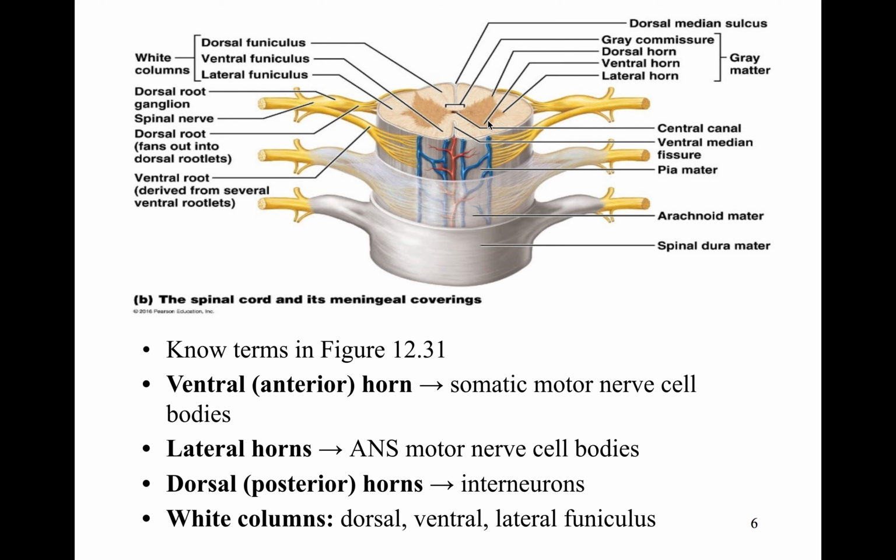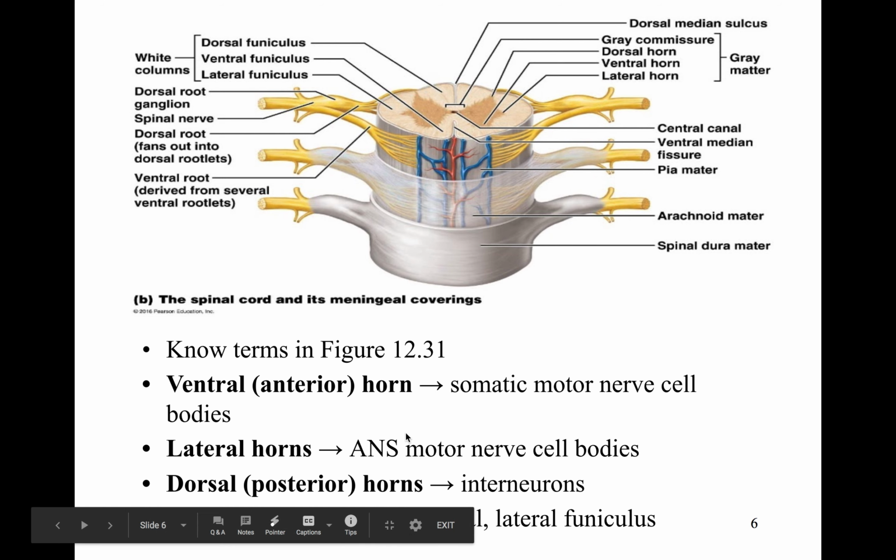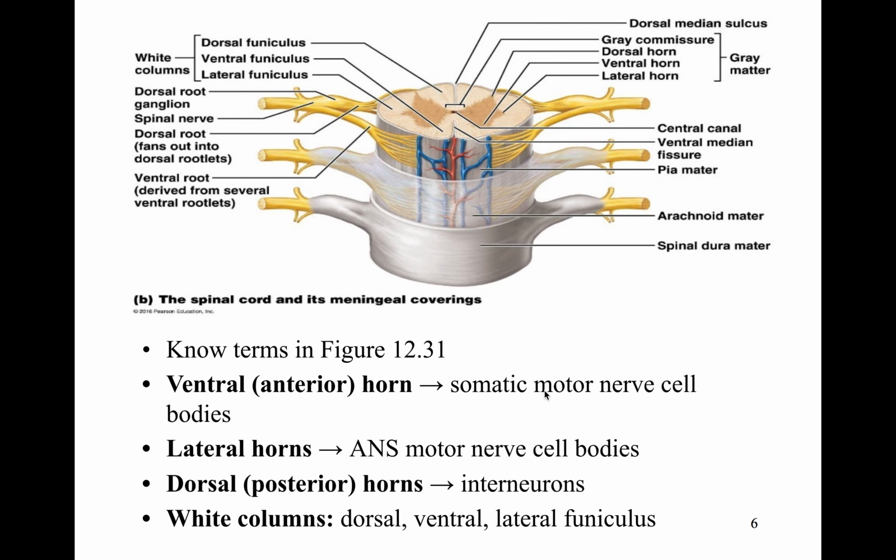So motor neurons exist in both the lateral and the ventral horns, and the motor neurons are going to differ in which part of the motor division they're a part of. So the lateral horn is going to contain autonomic nervous system motor neuron cell bodies, and in the ventral horns, we're going to have somatic motor nerve cell bodies.